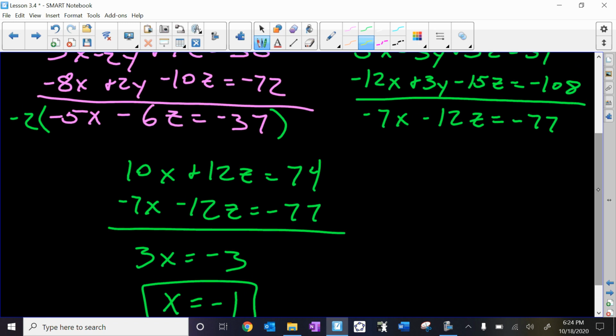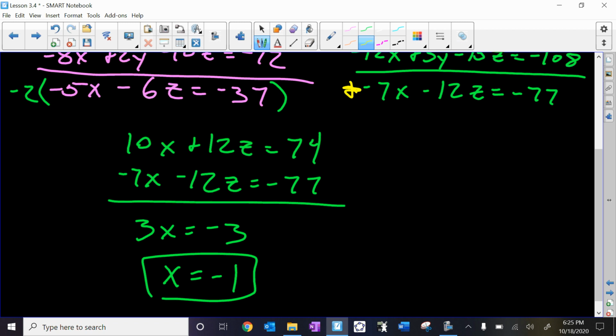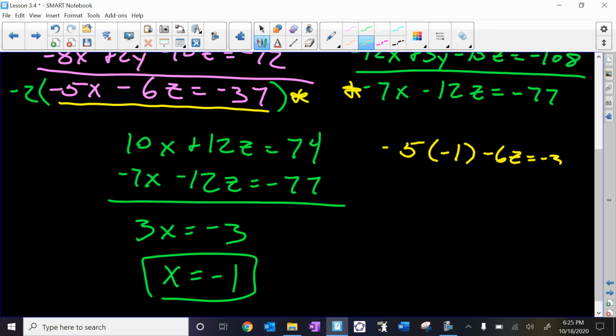Now we need to find another. We can go back to these two star equations because now we have x. We should be able to plug x in to find z from either one of those. Doesn't matter. I'm probably going to use this one right here, the one that I just underlined, because a little bit smaller numbers. So negative 5 times, we know x is negative 1, minus 6z equals negative 37.